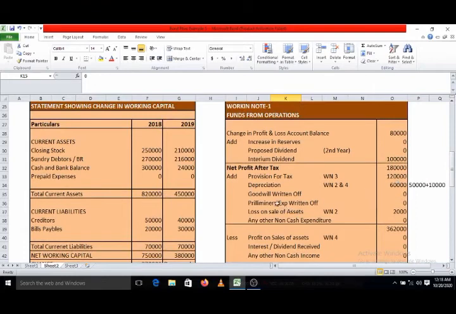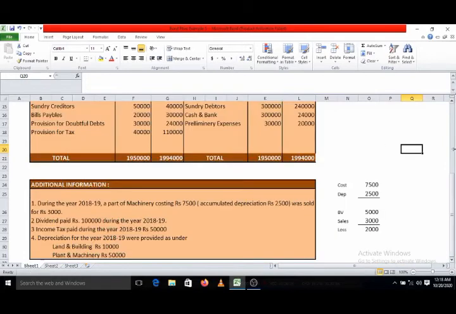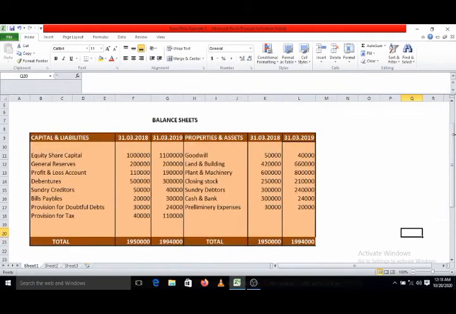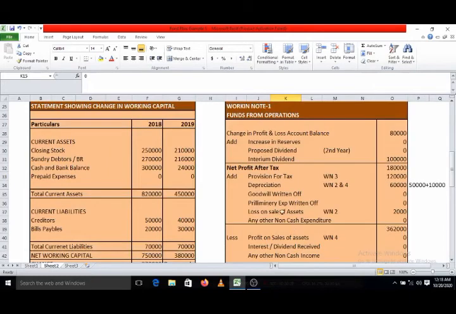After that, what is there? Goodwill written off. Go to our example, check out the balance sheet. Is there any item called goodwill? Yes, it is there. Goodwill first year 50,000, second year 40,000. There is a reduction in the balance of goodwill by rupees 10,000. What is that? Nothing but the goodwill written off by rupees 10,000. So that we will add goodwill written off 10,000.